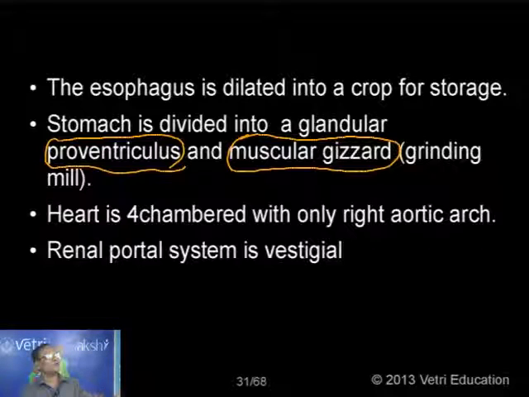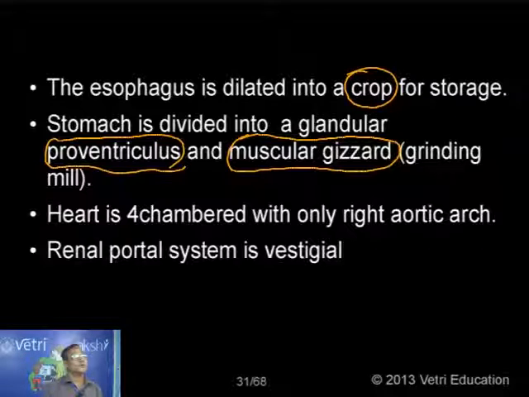Now the esophagus is dilated into a storage bag, what is called the crop. Even that one also secretes some milky fluid, what we call pigeon's milk in the case of a pigeon. Pigeon's milk is nothing but the secretion of the crop, a milky secretion. That is to be used to feed their ducklings or even, for example, nestlings. That is about the crop, storage, no digestion occurs.